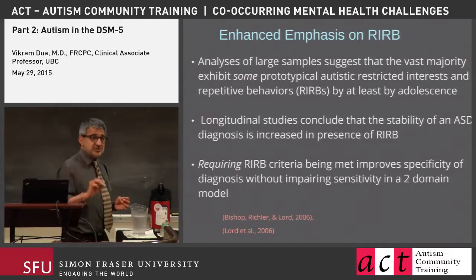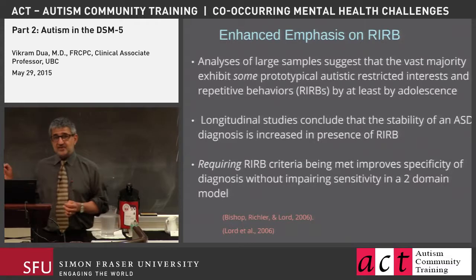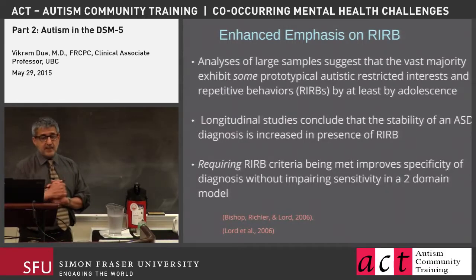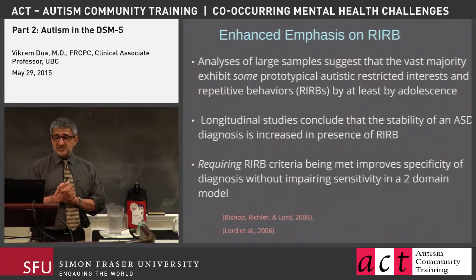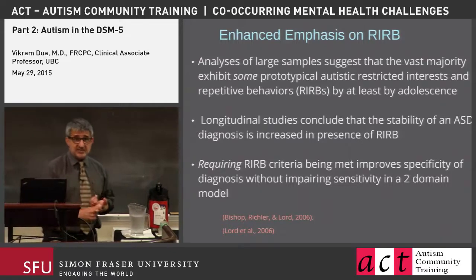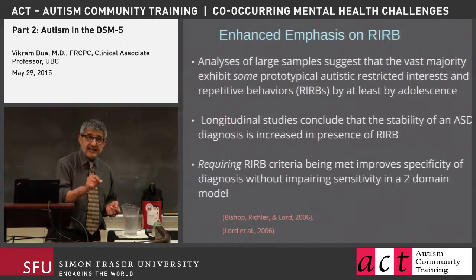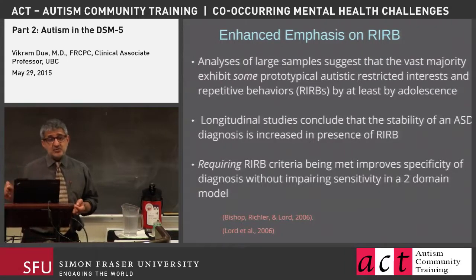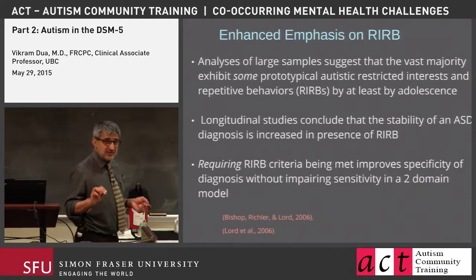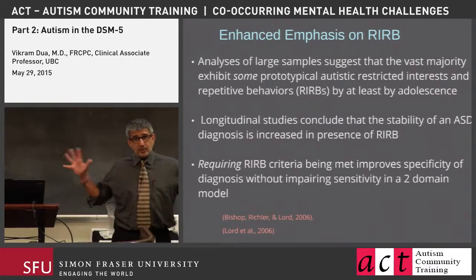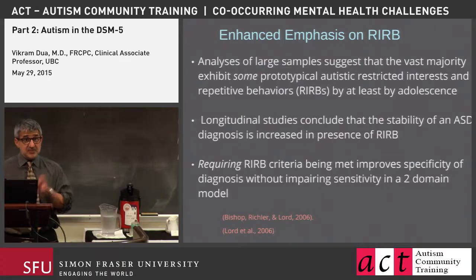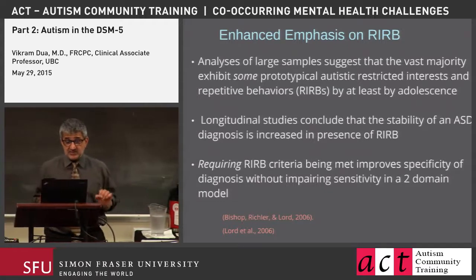And the third major thing you want to take away from the DSM-5 is this increased emphasis on restricted interests and repetitive behaviors, RIRB, RRB, however you want to talk about it. Now, why did they emphasize that? Because of issues related to stability of diagnosis and specificity of diagnosis, meaning getting the kids who actually had it and ruling out the ones who didn't. The research had established by that point that the vast majority of kids with autism spectrum disorders demonstrate at least some of the prototypical, classical autistic restricted interests or repetitive behaviors, at least by adolescence. So if you can identify it, it's likely to increase your specificity.